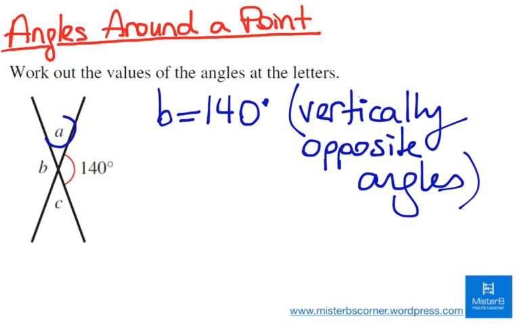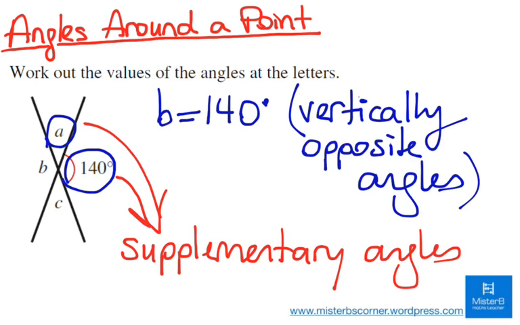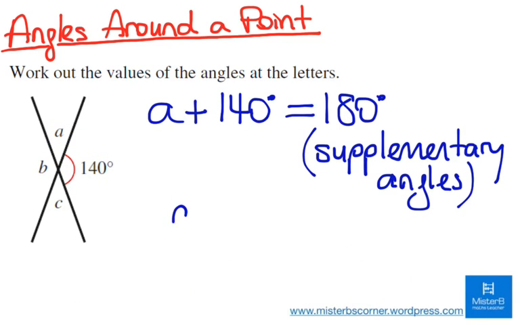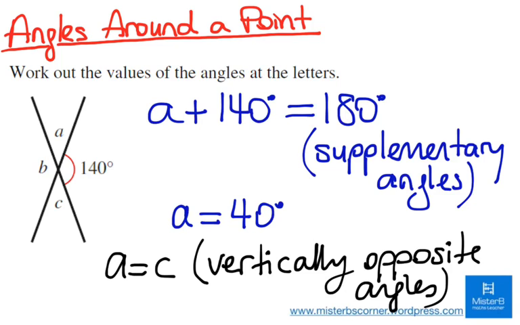Now, the angle A and the angle marked with 140, these are called supplementary angles as they add up to 180 degrees. From here I can find A to be 40 degrees. Again, if I want to show this properly, I have to write the equation and the reason and then the answer. And as for C, you can say A equals C because they are vertically opposite angles, so C would be 40 degrees as A.